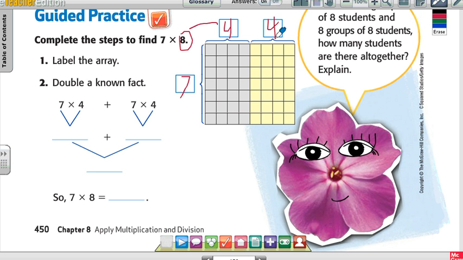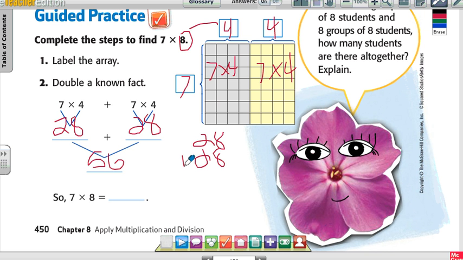So my multiplication sentence for the green section is going to be 7 times 4. My multiplication for the yellow section is going to be 7 times 4. So 7 times 4 is? 28. And I add both of those together. Eight plus 8 is 16. Put the 6 down, carry the 1. 2 plus 2 is 4. Plus 1 more is 5. So that's 56. So then 7 times 8 is 56.